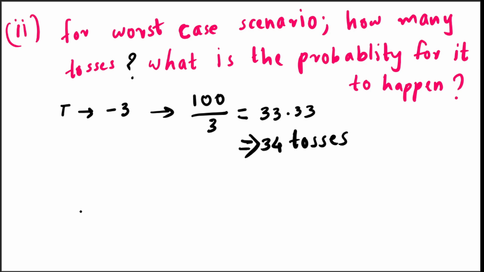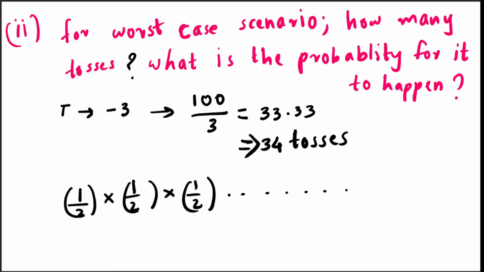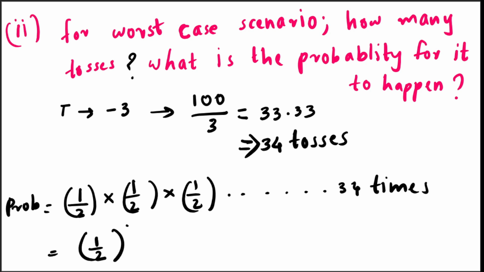And what is the probability for it to happen? It is also simple. For the worst case scenario, we are only getting tails. If we are tossing a coin, what is the probability to get a tail? Half. Then again we have to get a tail in the next toss, half. Again in the next toss, half. Like that, how many times do we have to get a tail? 34 times. So the probability is equal to half raised to 34.